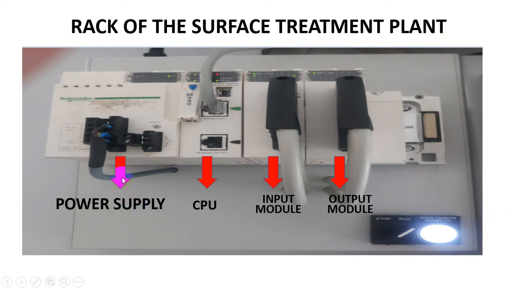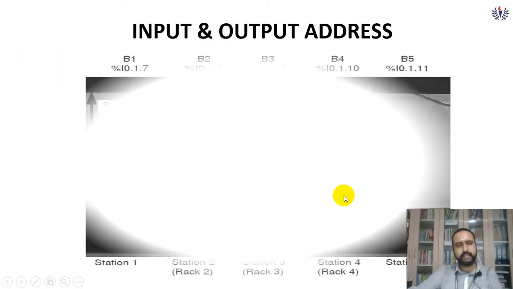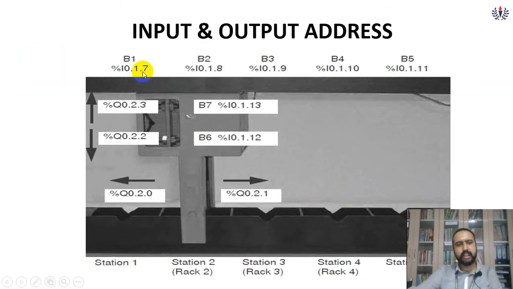You might have been aware this is the power supply, CPU, 32-bit input module, 32-bit output module. And similarly, we have the input and output addresses. So the slot address of slot 1 will be 7, slot 2 will be 8, slot 3 will be 9 and slot 4 will be 10.